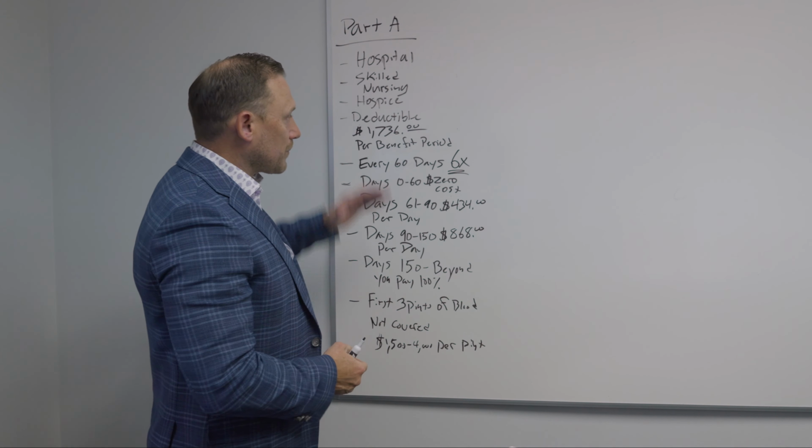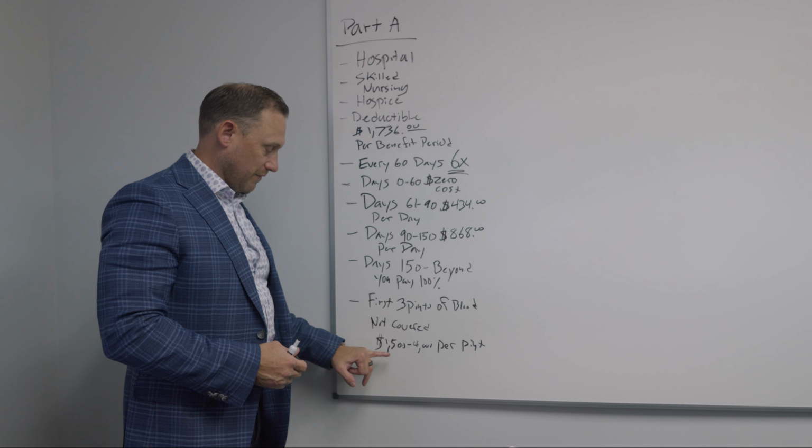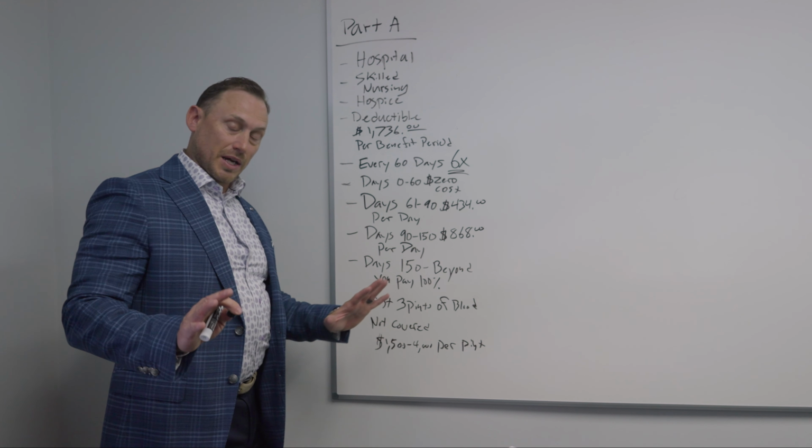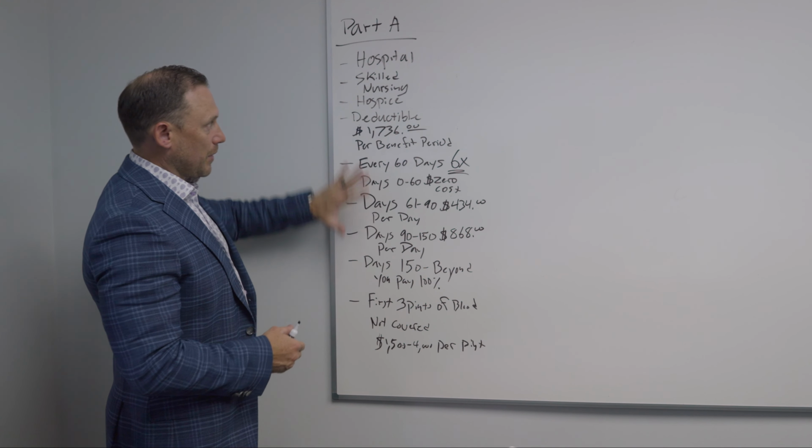This cost was provided by Trinity Healthcare System a few years ago. To be honest with you, I'm not sure what the up-to-date cost is, but this is what it was just a few years ago. Per pint, depending on the blood type, it ranges between $1,500 up to $4,000 that you potentially could be responsible for. So again, this is just Medicare Part A.